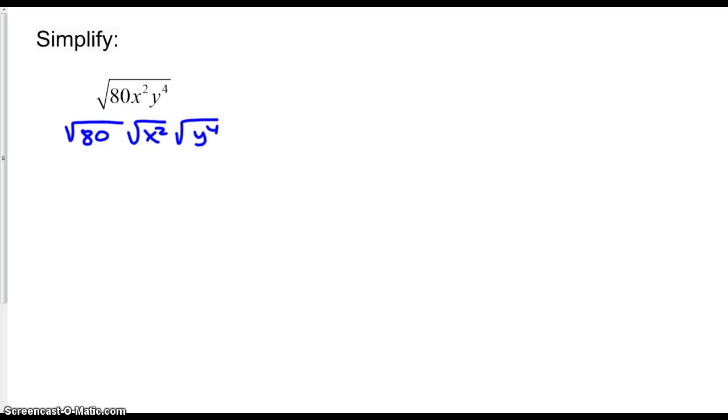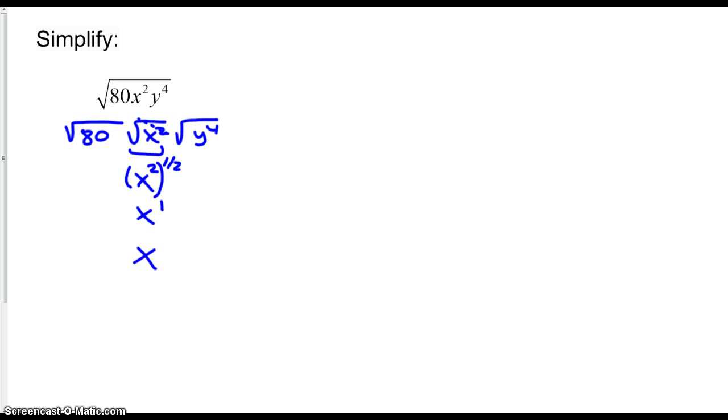Let's look at the square root of x squared for a second. What is that? That right there is x squared to the 1/2 power. So would you agree that since that's x to the 1, these effectively are canceling? Whenever I have a square root of an x squared, they cancel, and that leaves me with an x here.